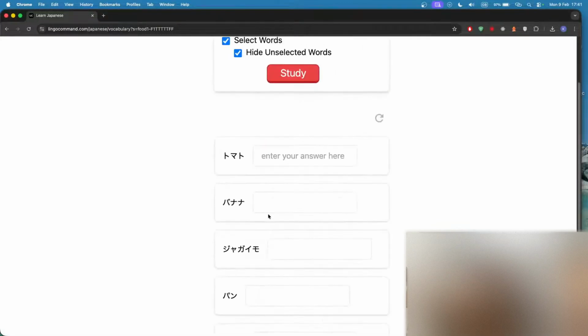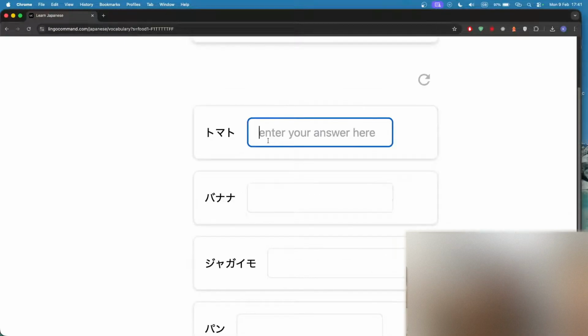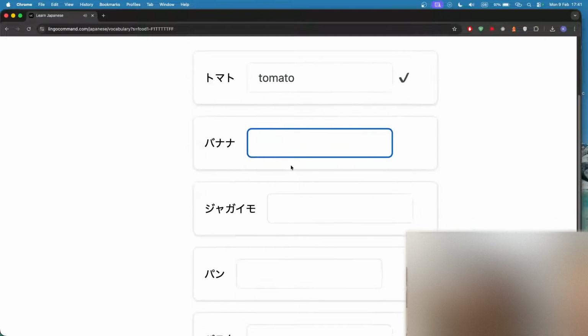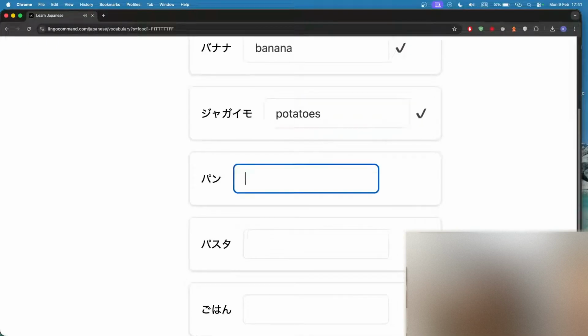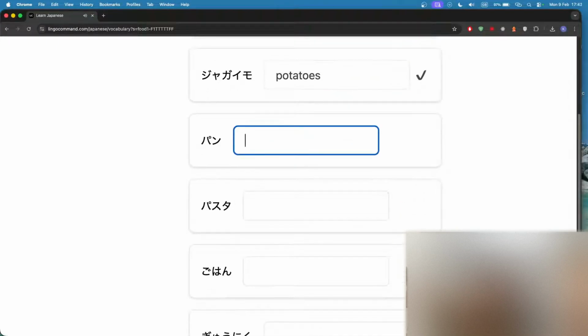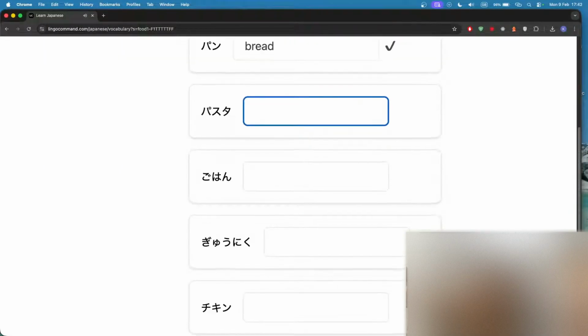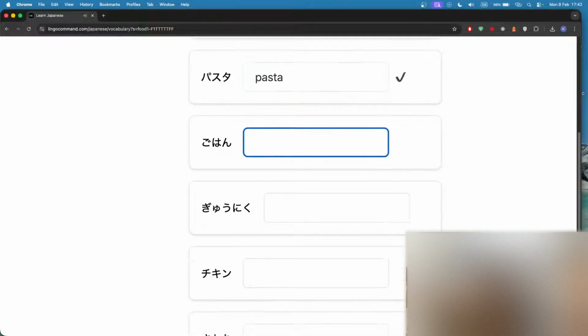Okay, so I think the trick here would be to just kind of immediately go into the quiz and see how we do. So this says tomato. It's a loan word, so that's straightforward enough. Banana is banana. Jagaimo is potatoes. And then this is pan. Pan means bread in French. It's a loan word in Japanese. So this is just bread. And this is pasta, self-explanatory. And then gohan is rice.